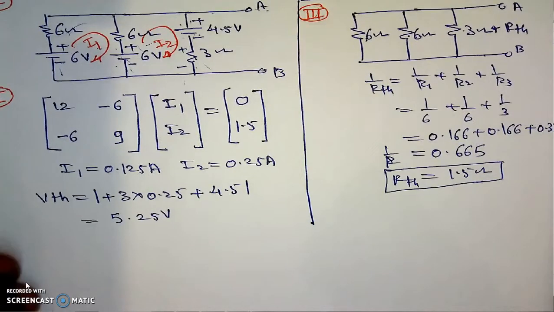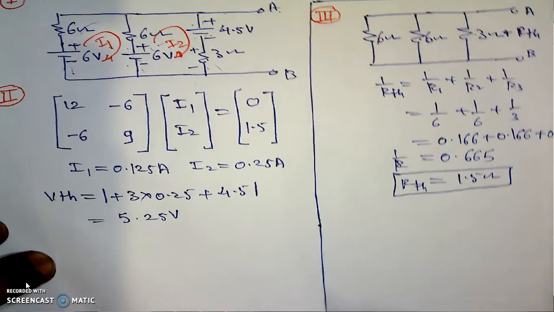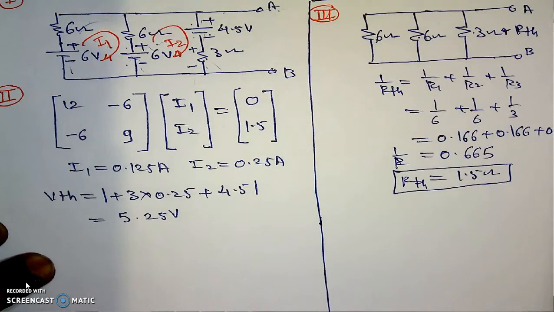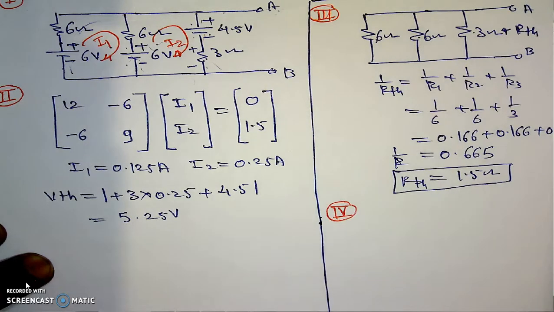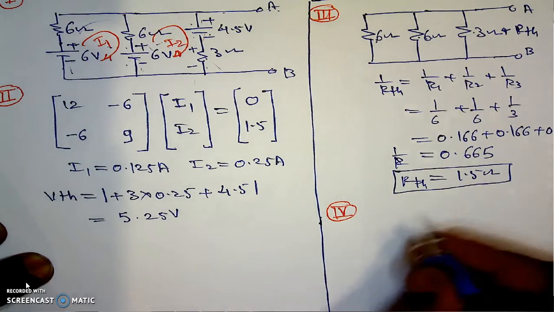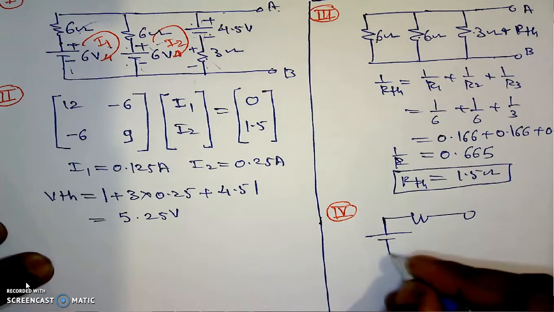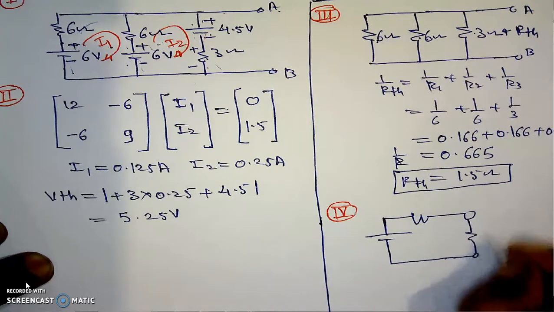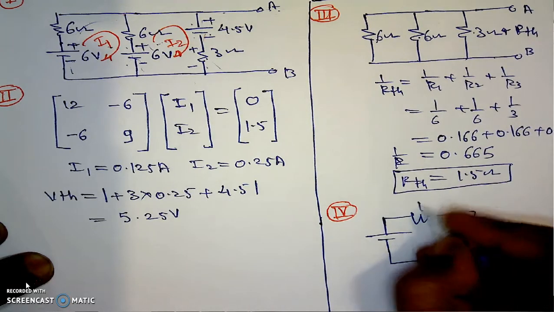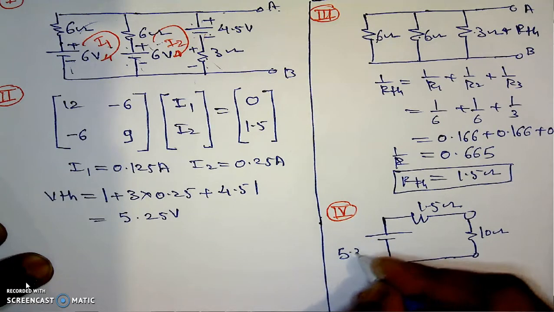Then here, if we know the value of the VTH and the value of the RTH, then this complicated network will be replaced by the Thevenin's equivalent network. This is step number 4, the Thevenin's equivalent network. Now reconnect the load which was removed in the first step, which is 10 ohm. This is 1.5 ohm RTH, and this is 5.25.